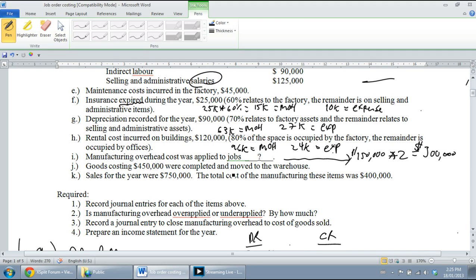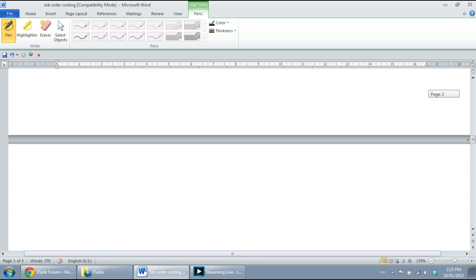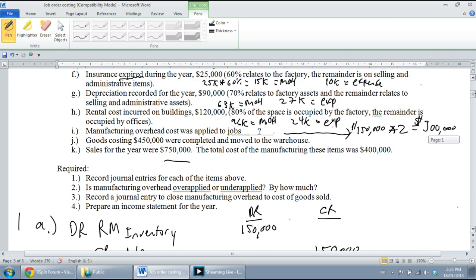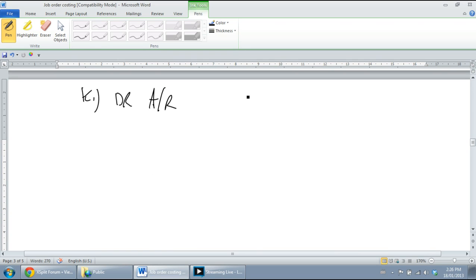Sales for the year were $750,000. The total cost of manufacturing these items was $400,000. Okay, let's deal with the sales first. It's going to take 2 entries. We sold stuff. We didn't get cash for it. So if I sell something, if I make money and I don't get paid for it, that's a receivable. So I'm going to debit accounts receivable. Was it 700? Should have remembered that. 750. Okay, so I'm going to debit accounts receivable for 750 grand. Now my credit here is to sales revenue, because I've earned $750,000.